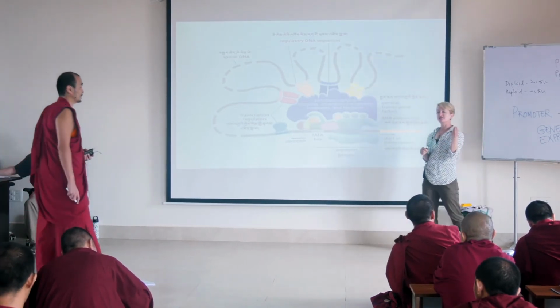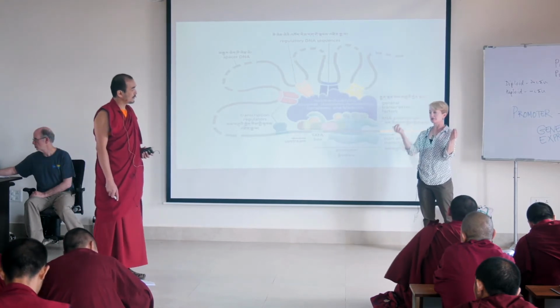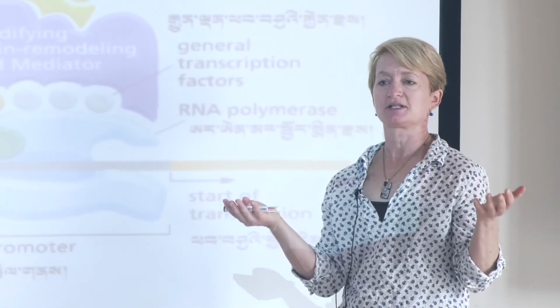So when we compare the DNA of humans to the DNA of chimpanzees, it's about 99% the same.